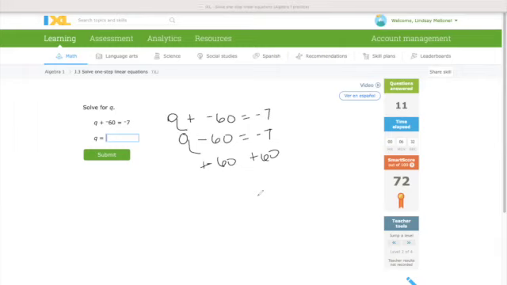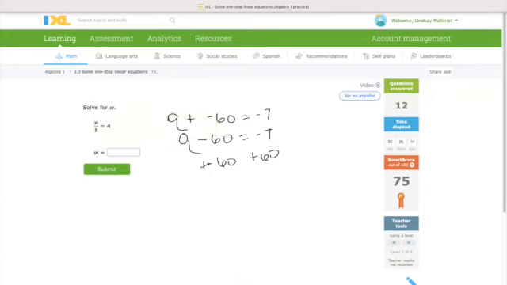If I borrow $7 from you and I pay you back $60, well, I paid off my debt, but I've got leftover money. So what happens is I actually have $53 left, and that is my answer. Let me go over to the box and type 53.